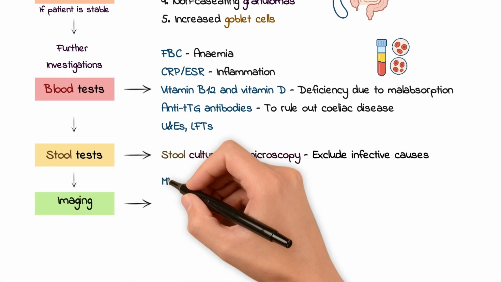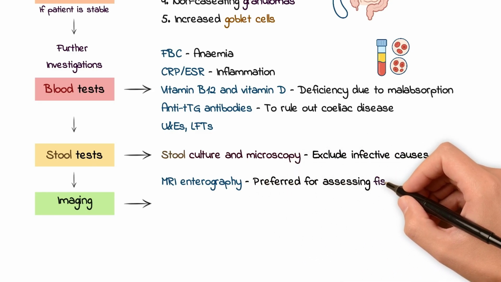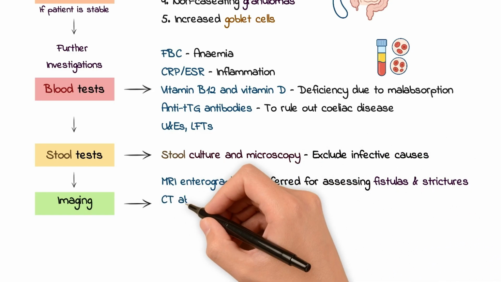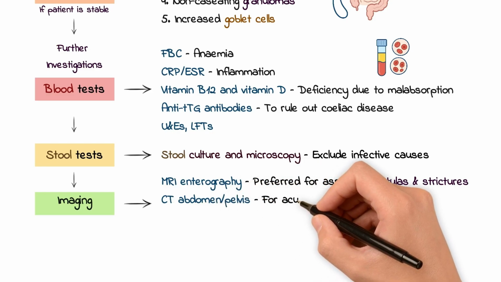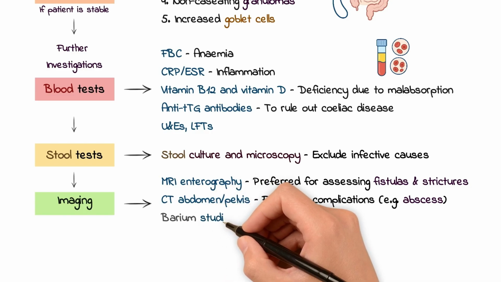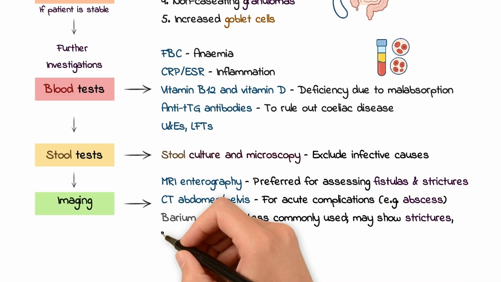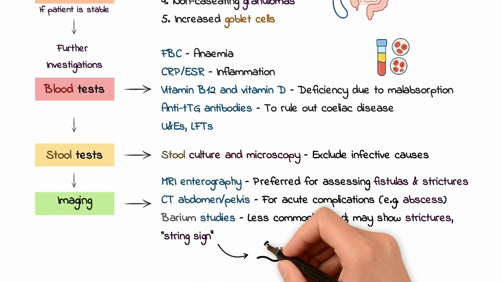Imaging. MRI enterography. This is preferred for assessing fistulas and strictures. CT abdomen pelvis for acute complications, for example abscess. And barium studies. This is less commonly used but may show strictures, string sign.